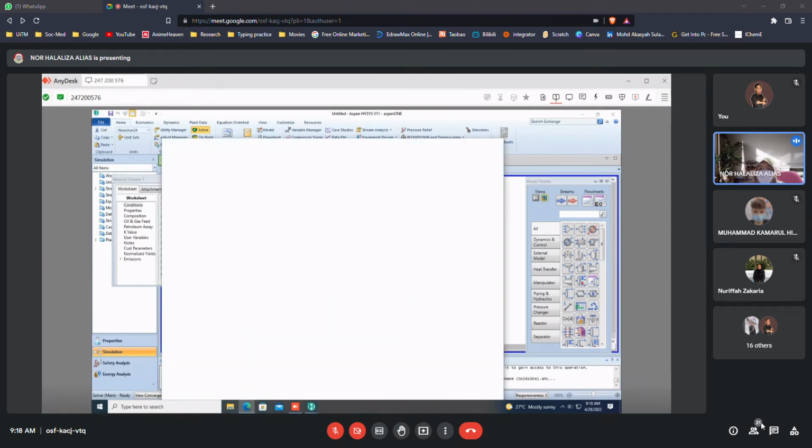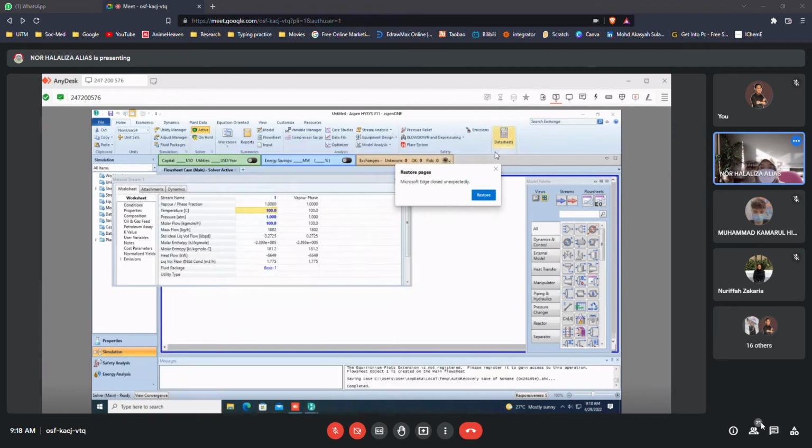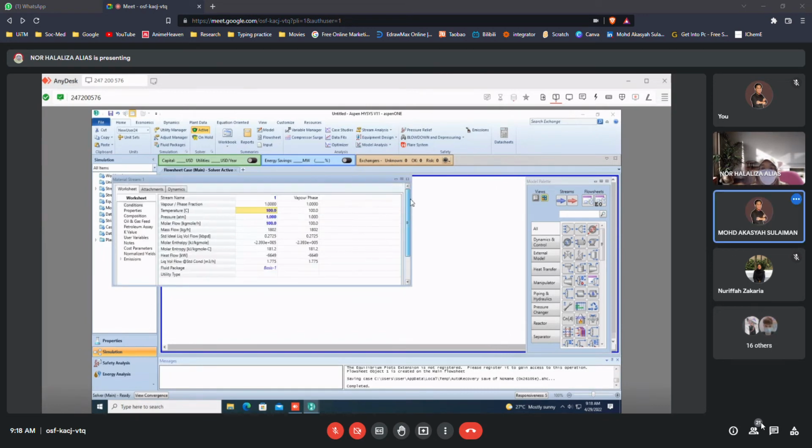P 10 atm, temperature 180.5. Okay, temperature 180.5. Pressure 10 atm. So what will be the V over F value? 0. 0 exists as aqueous.